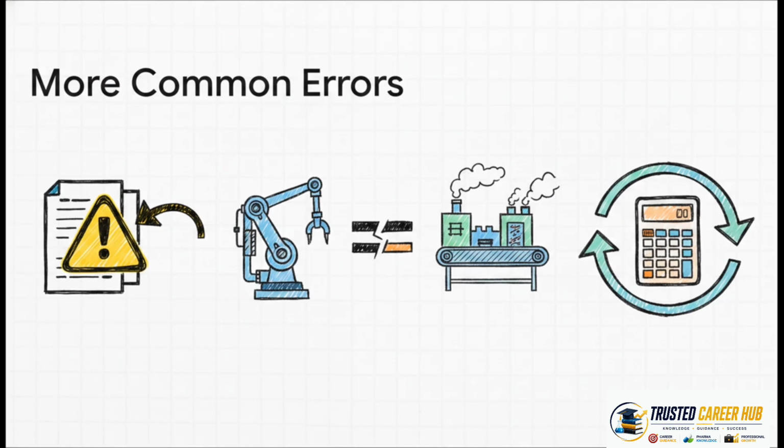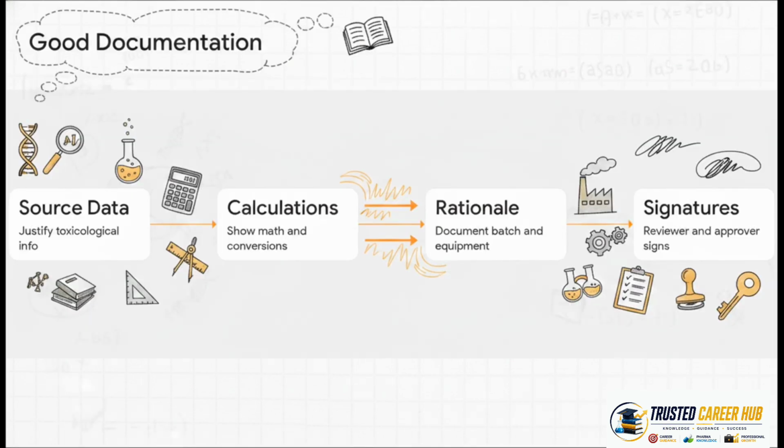And the traps don't stop there. It is incredibly risky to just copy and paste historical limits into a brand new protocol without actually verifying the assumptions behind them. Science evolves, right? Your limits have to evolve too. Also, you absolutely cannot just slap the same MACO value onto different pieces of equipment without assessing their unique surface areas. Oh, and if a product formulation changes or some new tox data drops, yeah, you have to recalculate that MACO.